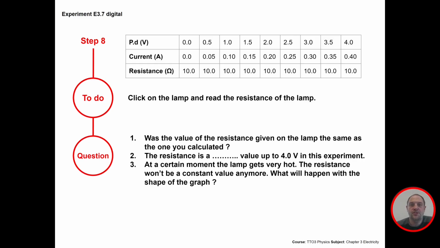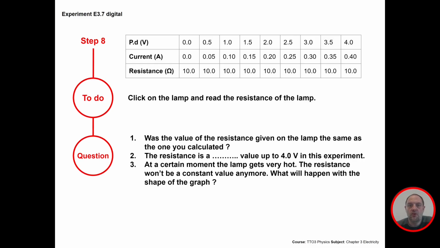I have some questions for you. Was the value of the resistance given on the lamp the same as the one that you calculated? The answer should be yes. The second question: the resistance is a constant value up to 4 volt in this experiment. At a certain moment, the lamp gets very hot. The resistance won't be a constant value anymore. What happens with the shape of the graph?